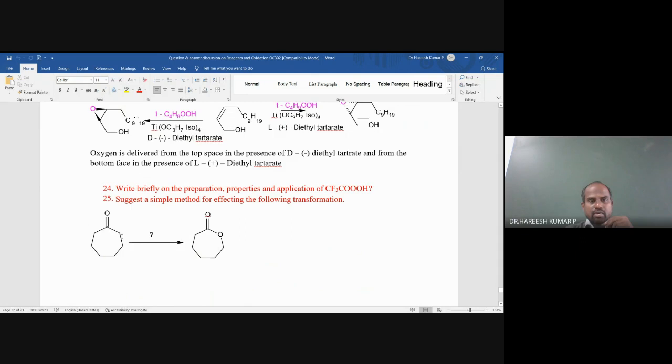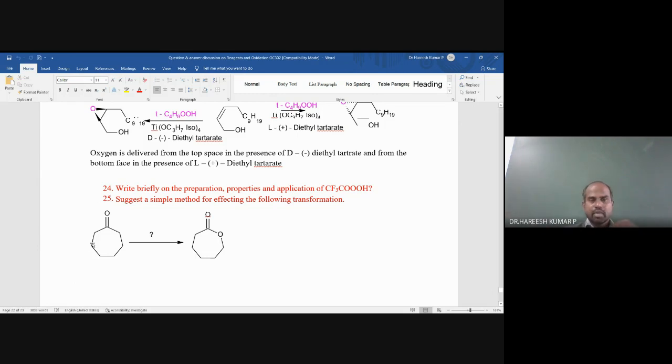Next: write briefly the preparation, properties and application of trifluoroperacetic acid. For preparation, you take trifluoroacetic acid and treat it with hydrogen peroxide. You will get trifluoroperacetic acid. That's about the preparation. As for properties, it acts as a source of oxygen and converts an olefin into an epoxide. That is the application.